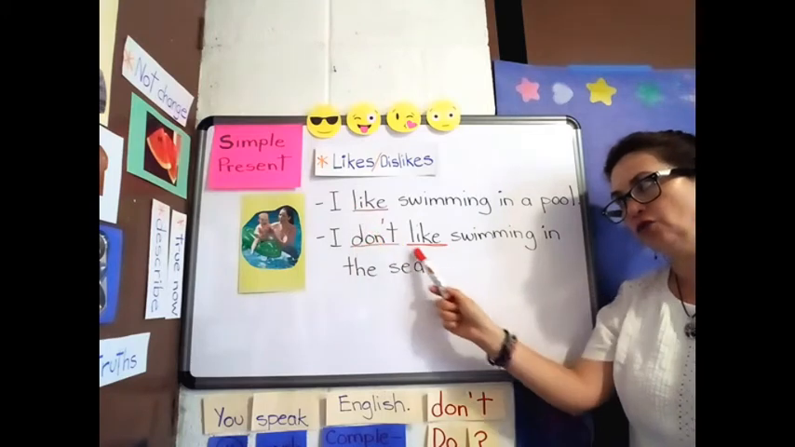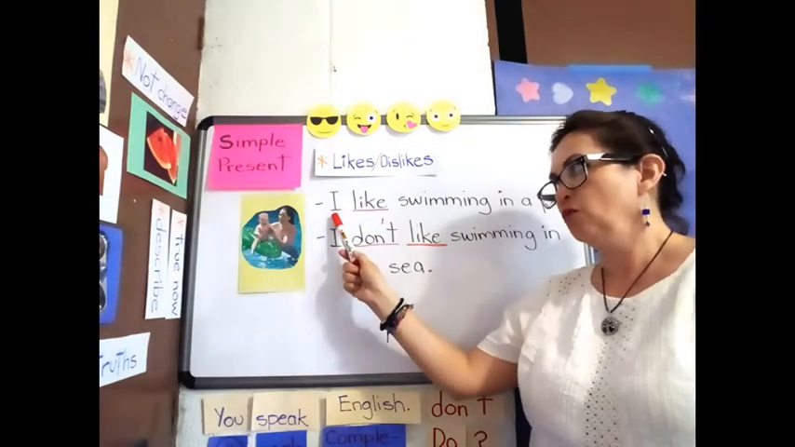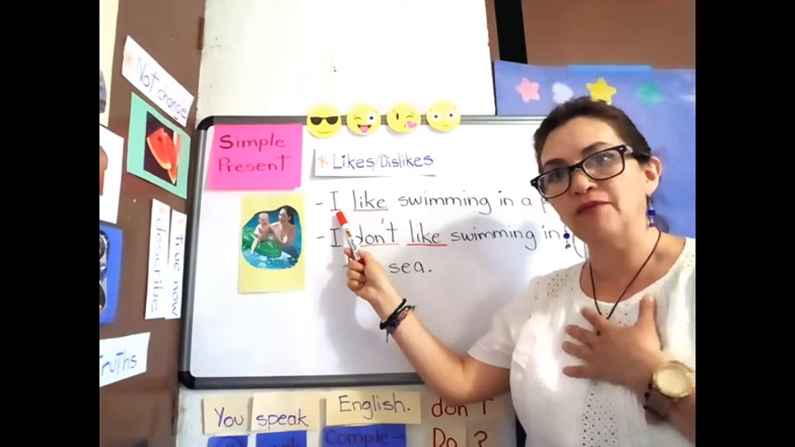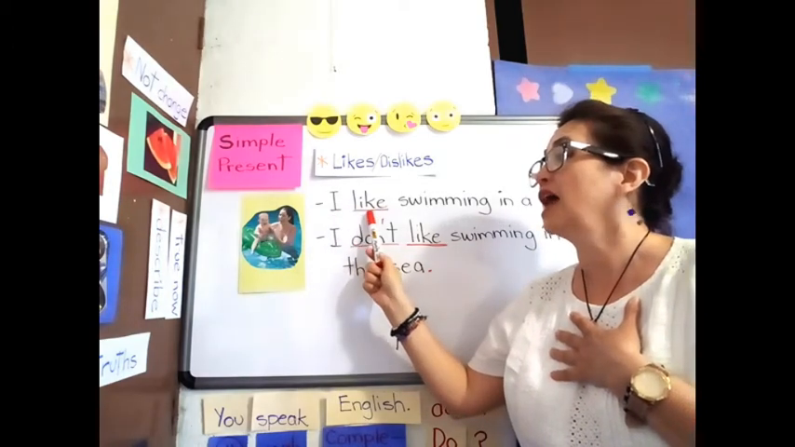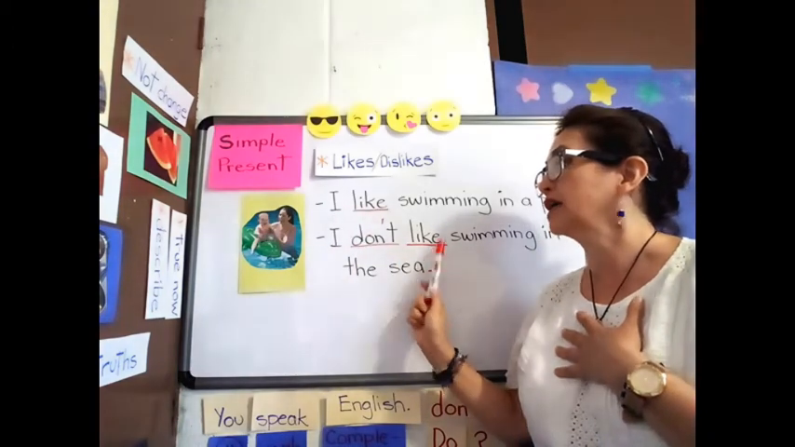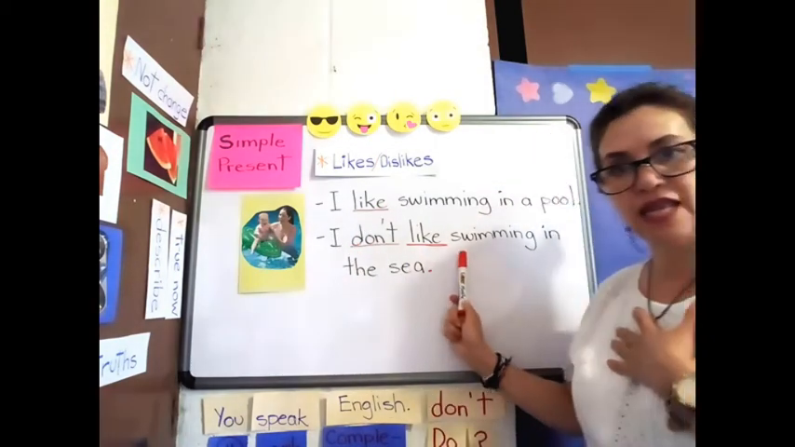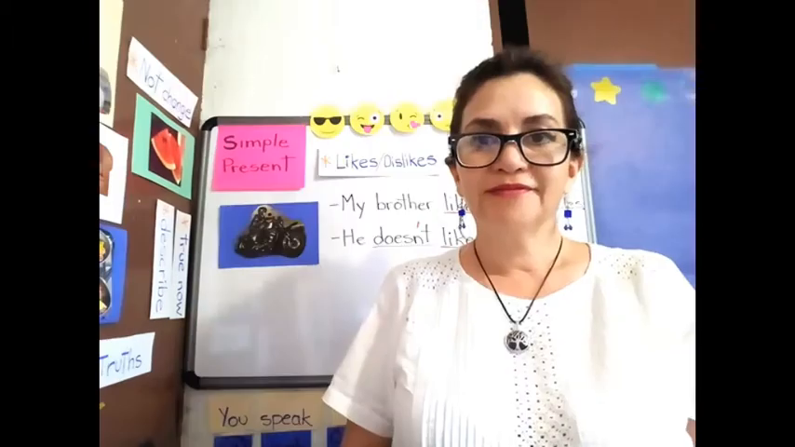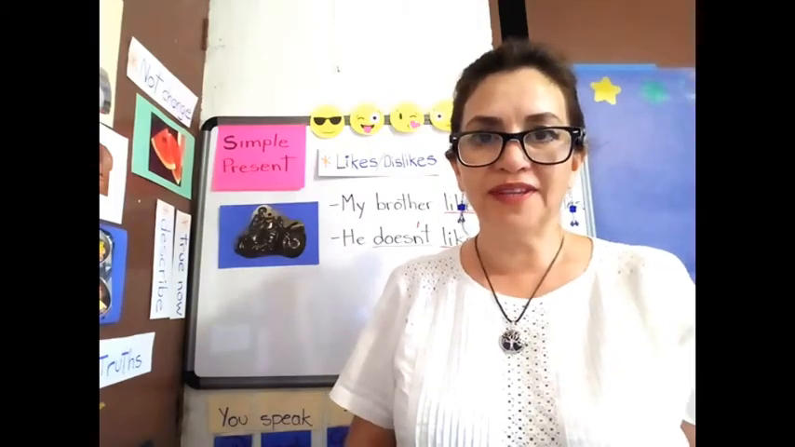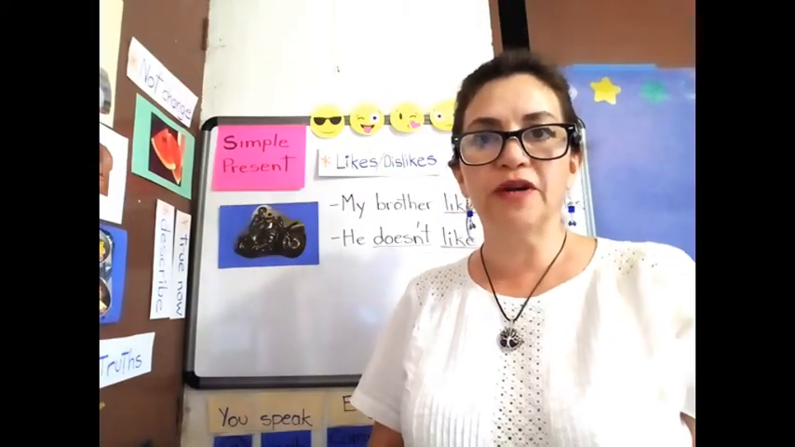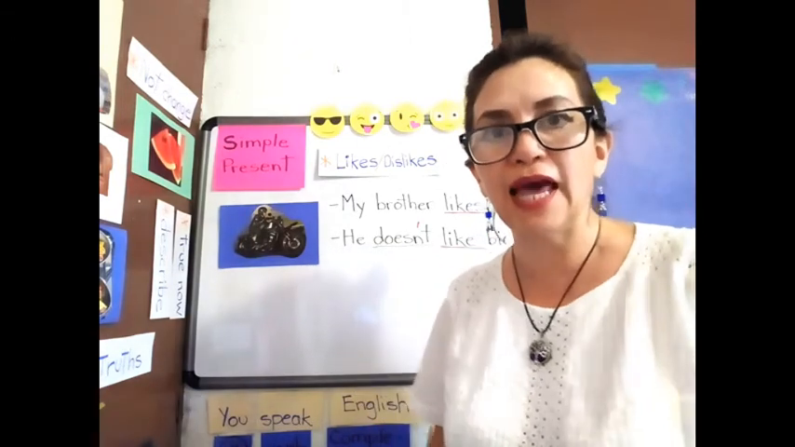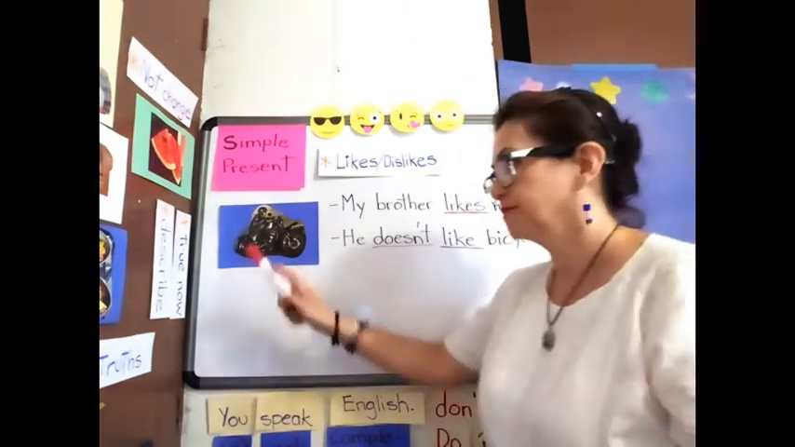Like, don't like. With the pronoun I, the verb stays the same. Like, like. I like, affirmative. I don't like, negative. Now, one more example about the use of verbs in simple present, likes and don't likes.